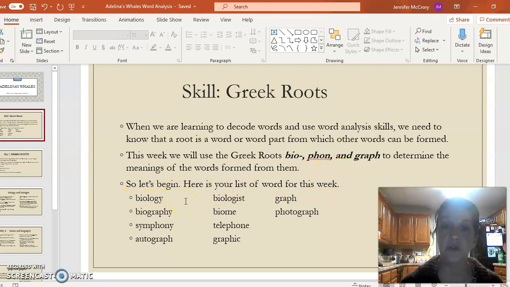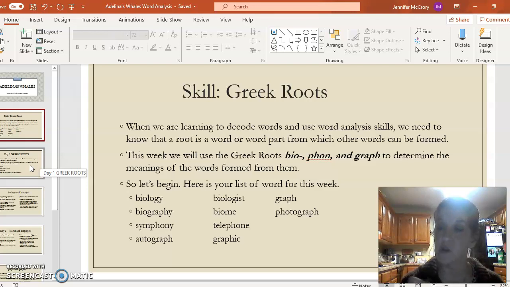Here's your list of words for this week: biology, biography, symphony, autograph, biologist, biome, telephone, graphic, graph, and photograph. So I think all of those words you are pretty familiar with. So I was pretty excited when I learned that we were going to be studying these. So let's go ahead and take a look at how we're going to break these down.